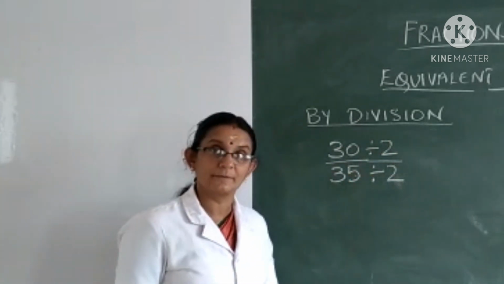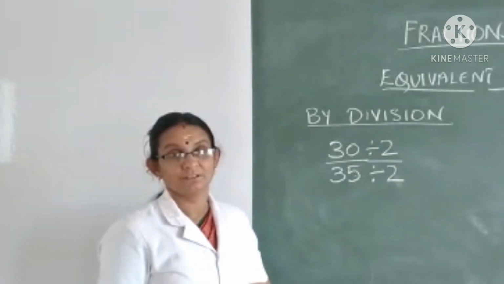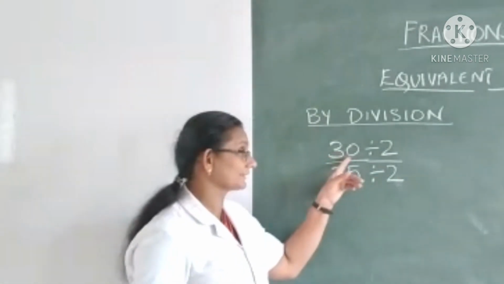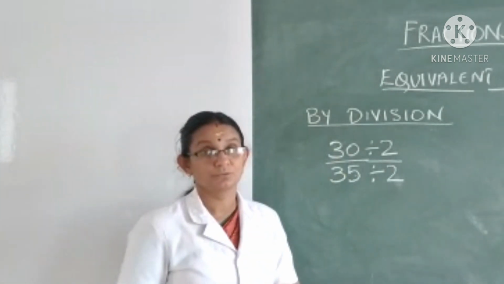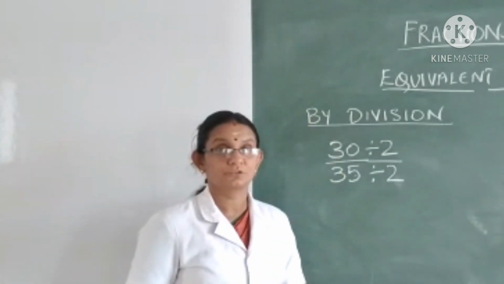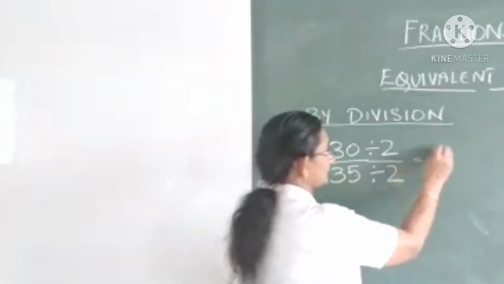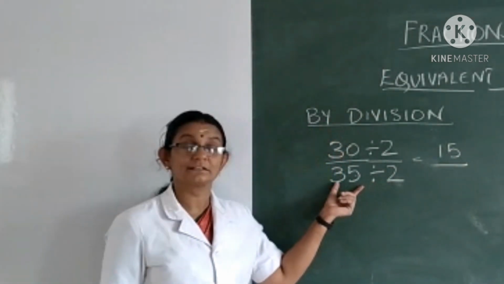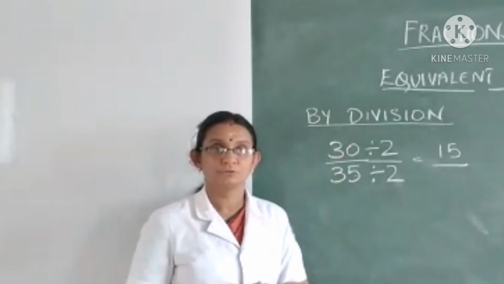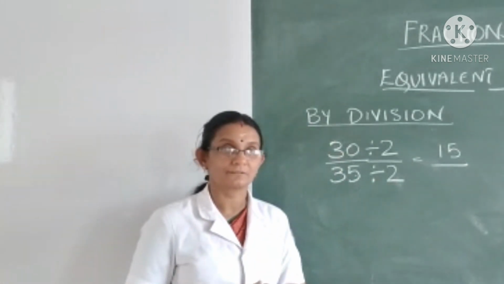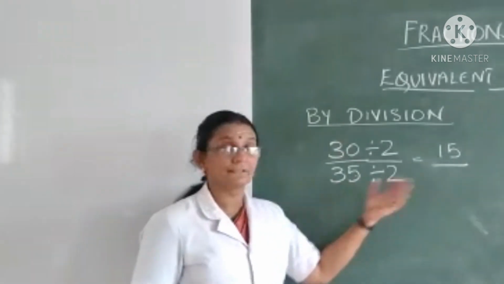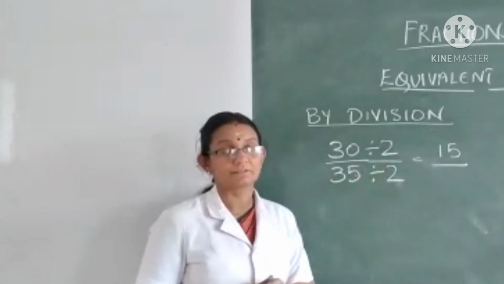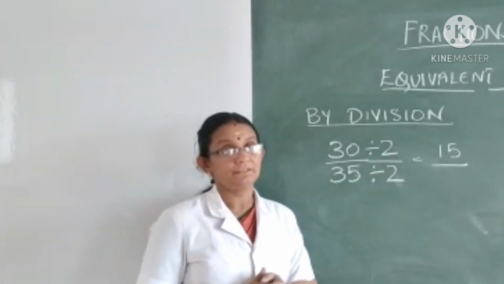Now, is 30 divisible by 2? Yes. You remember the divisibility rules? Yes. It is 0 in the ones place. So, the number is divisible by 2. And the answer is 15. Okay? But, is 35 divisible by 2? No. Isn't it? So, you cannot get an equivalent fraction when you divide the numerator and denominator by 2.